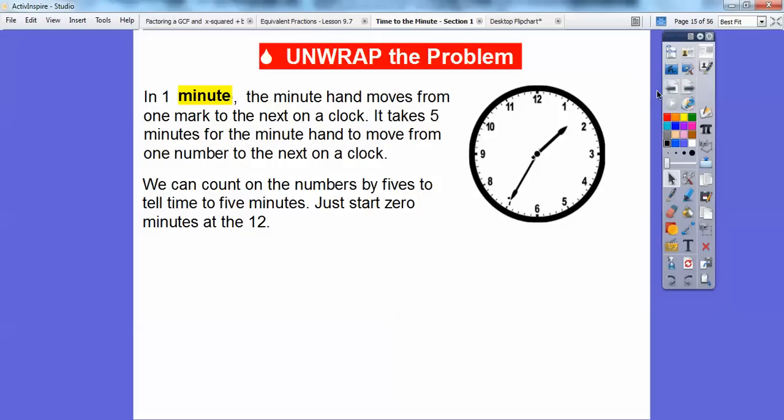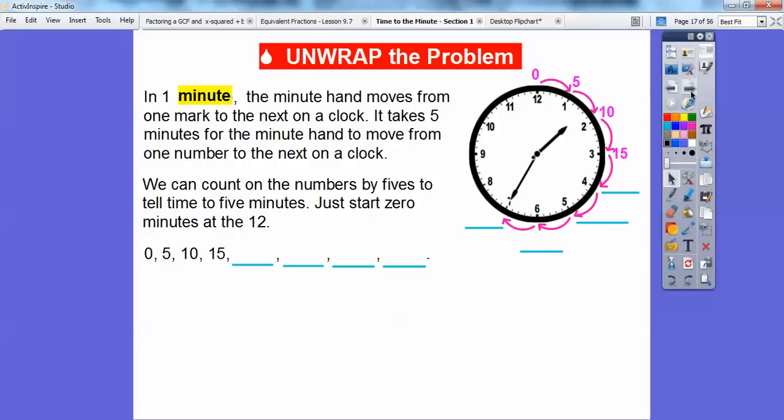So we just start up here at the 12. The 12 starts at 0, so we're just going to jump by 5. So this will be 0, this is going to be 5, 10, 15, and so on right there. So here's 0, here's 5 minutes, here's 10 minutes right here, here's 15 minutes right here. So if the minute hand started right here, it's way down here on the 7, we're going to keep counting by 5s to see how many minutes it is past 1 o'clock. Because if it was up here on the 12 right here, it'd be exactly 1 o'clock right there.